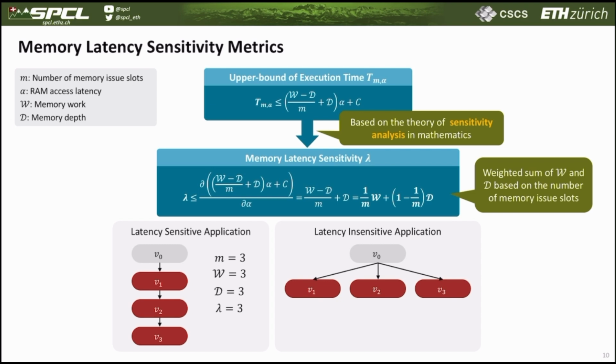And the opposite would be a very latency insensitive application where, if we have M equals 3, so our 3 parallel issue slots, even though the work is the same in this case, or the memory work, we have 3 accesses to memory, the depth is lower, and thus our lambda would be 1. So it would be a very latency insensitive kernel or application.